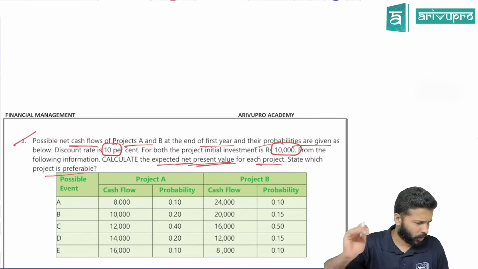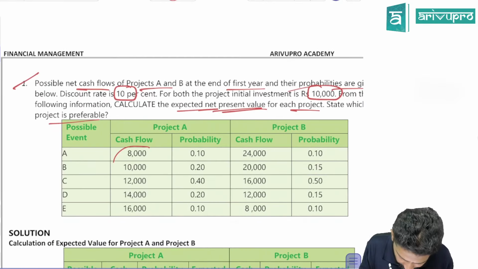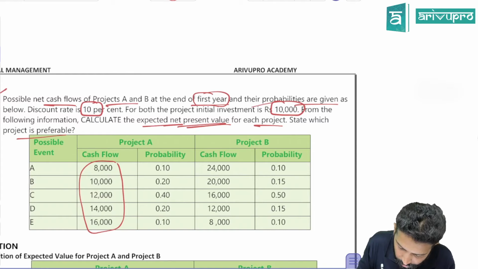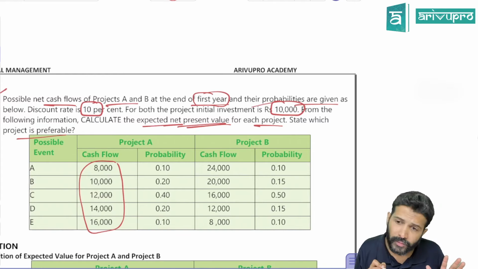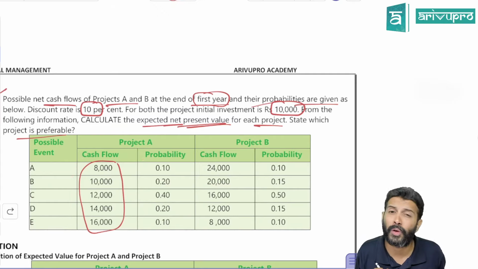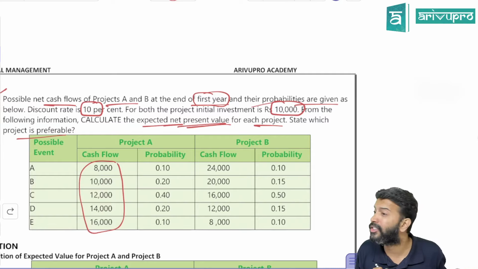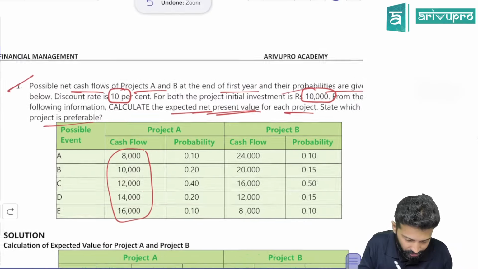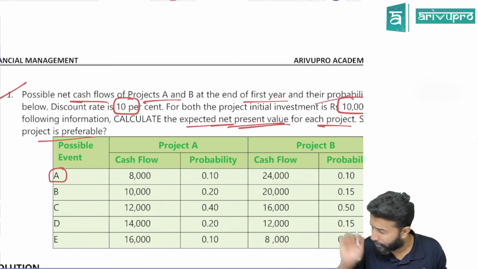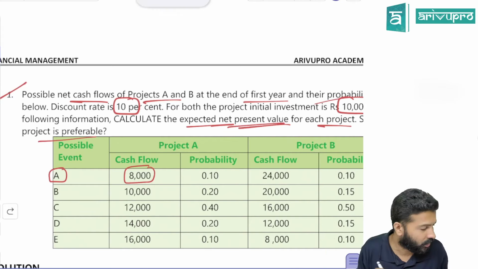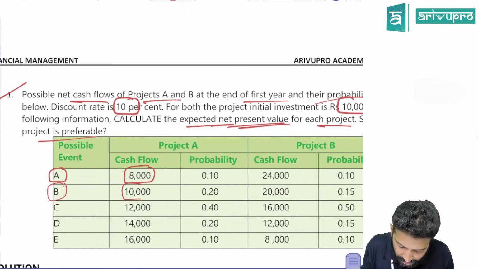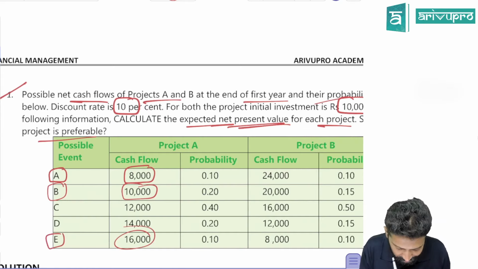Okay, one minute, stop what you're doing, check the screen. If you just check, have they given cash flows? And they told these are the cash flows for which year? The end of the first year, correct? Yes. Are you 100% sure this is the only cash flow you will achieve, or could the cash flow change? Cash flow could change based on the events. Like here, they've given, check. They are saying, if event A happens, the cash flow that project A is going to generate in the first year is only 8,000. If event B happens, then the cash flow is going to be 10,000. If event E happens, this cash flow is going to be 16,000.